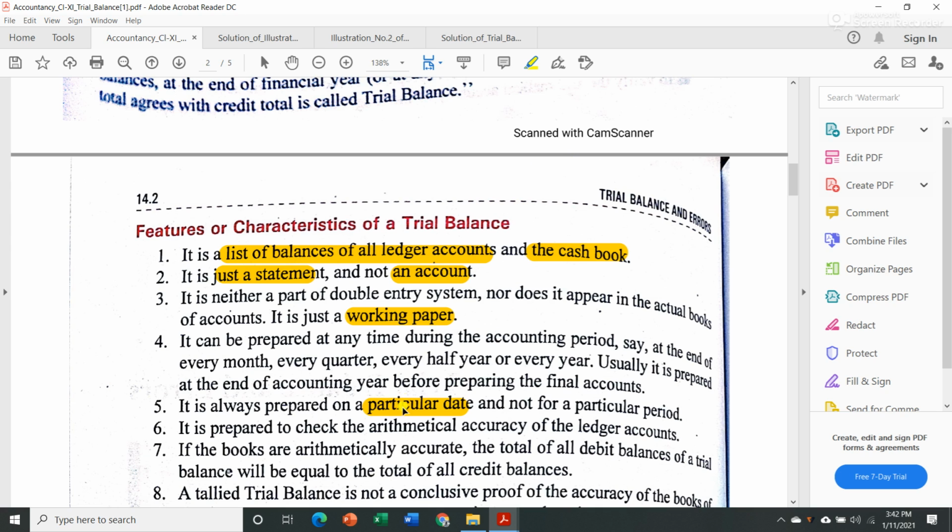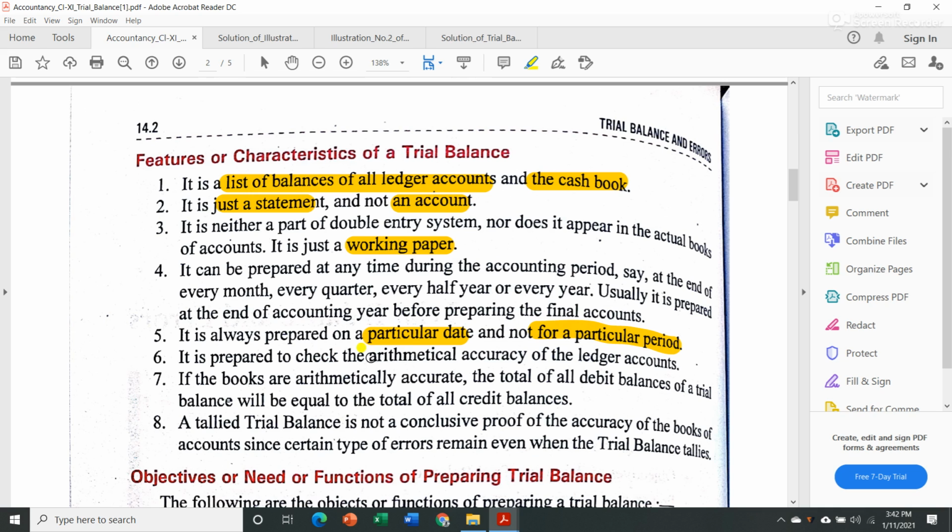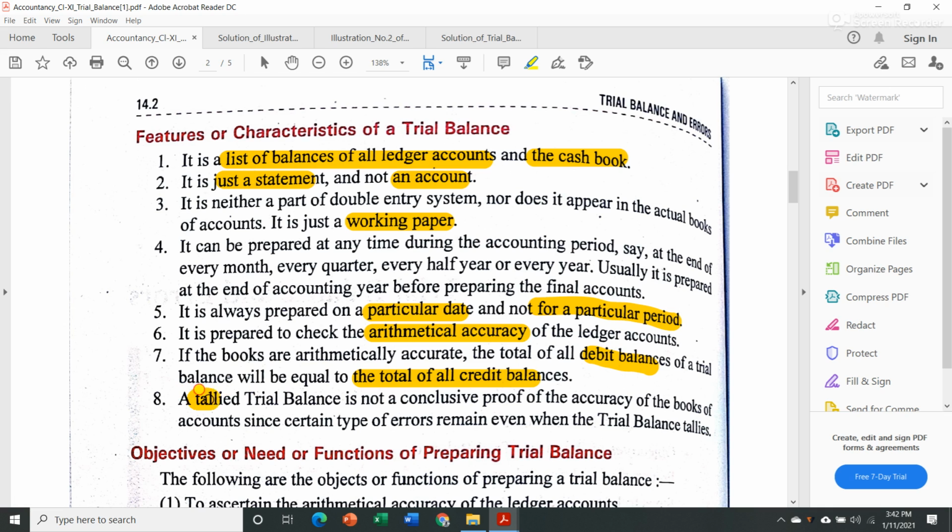Okay, because we prepare it on a particular date and we don't prepare it for a particular period. The next is, it is prepared to check the arithmetical accuracy. If the books are arithmetically accurate, the total of all the debit balances will be equal to the total of credit balances.